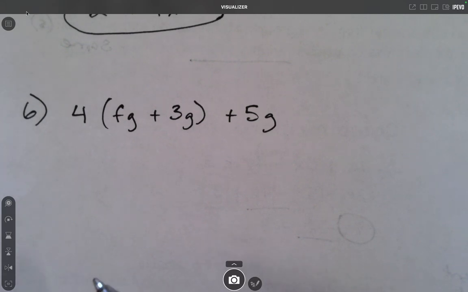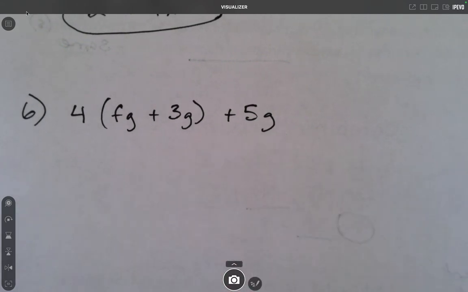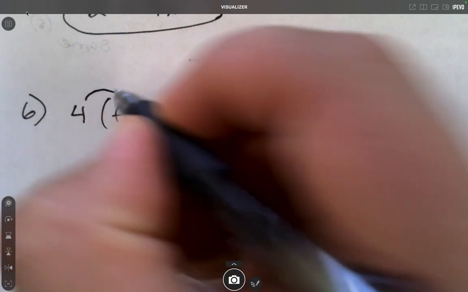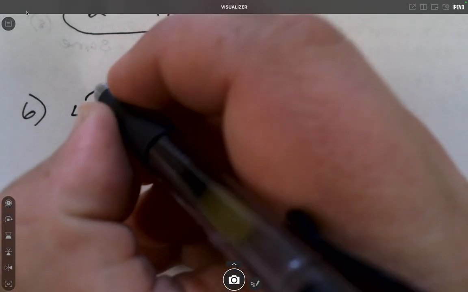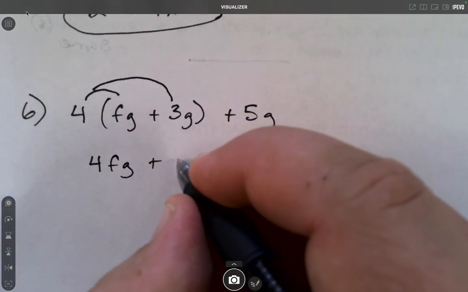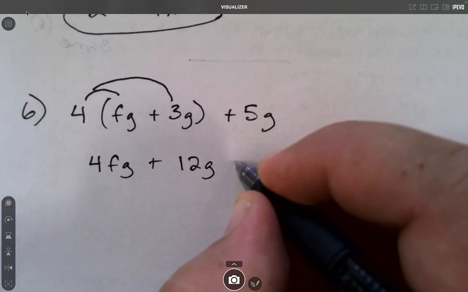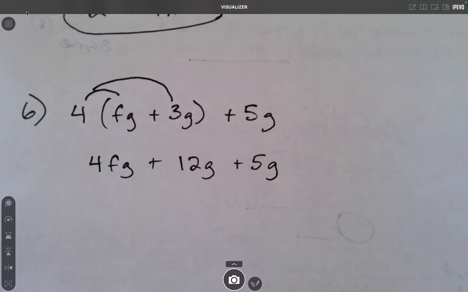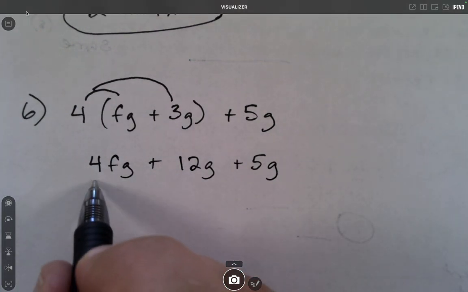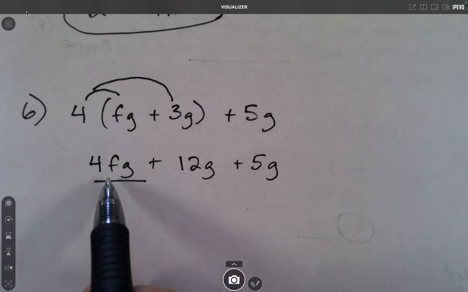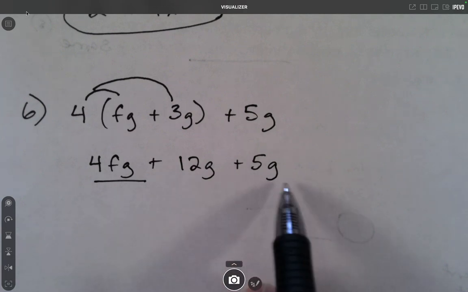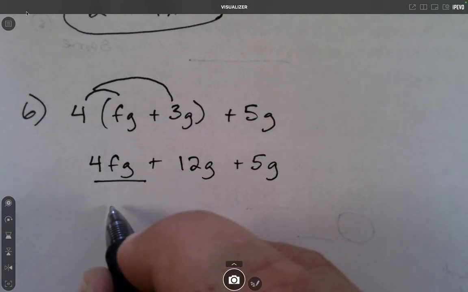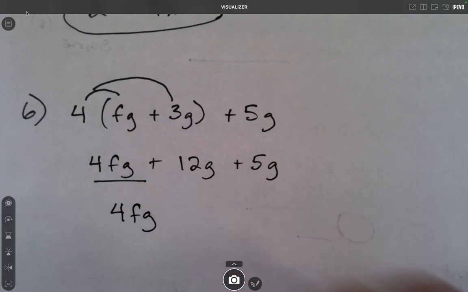So next we need to deal with the multiplication before we deal with the addition. So I multiply 4 times fg, which just gives me 4fg. Then I do 4 times 3g, which gives me 12g. So I'll start here, look for like terms. I'm looking for another term that has f and g with it. Well, no other term has an f in it at all. So this has no like term, so I just have to leave it just as it is.